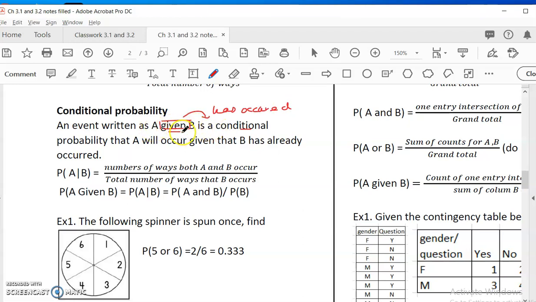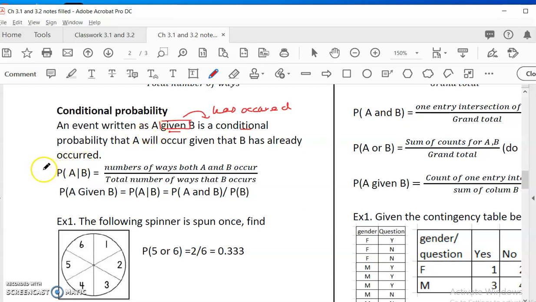So maybe you can say, what's the chance today that it's going to rain, now that I see it's cloudy, versus what is the chance that it's going to rain today without knowing any other conditions. So the condition, given, is something that has happened, and you are to find the probability that another thing, A, can happen.